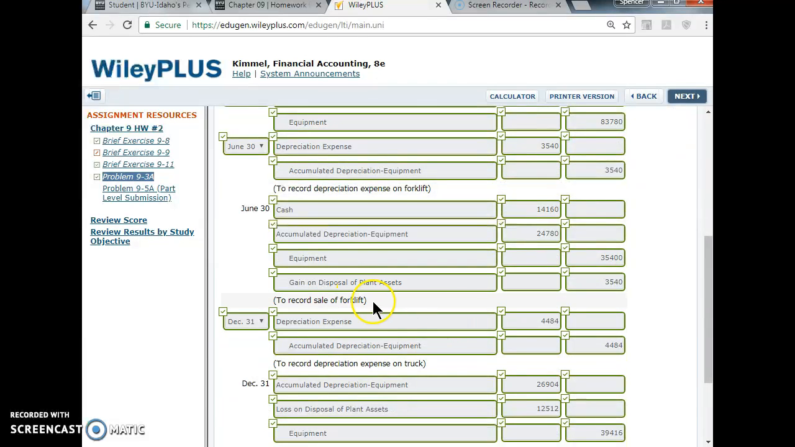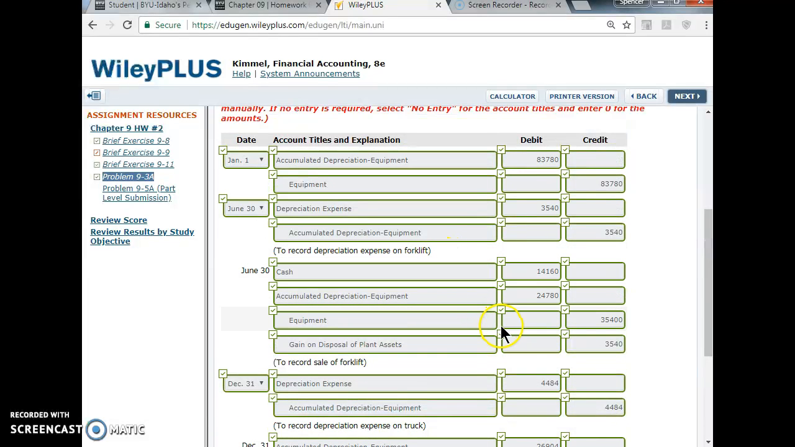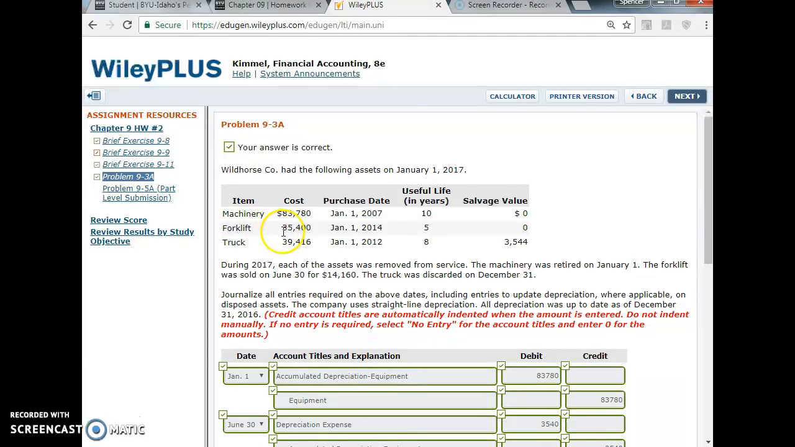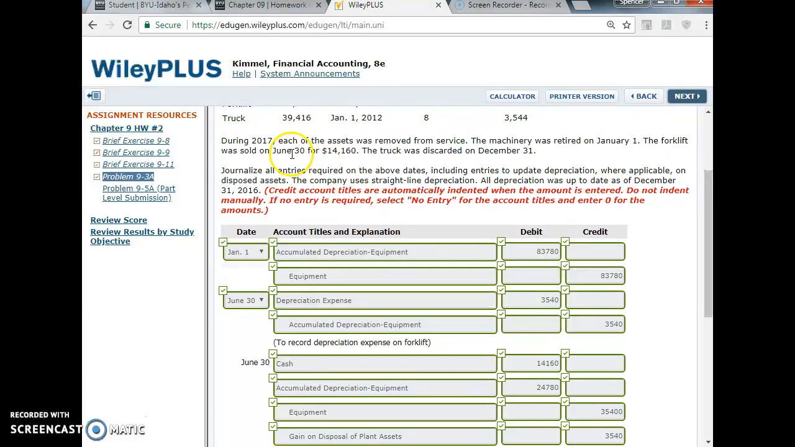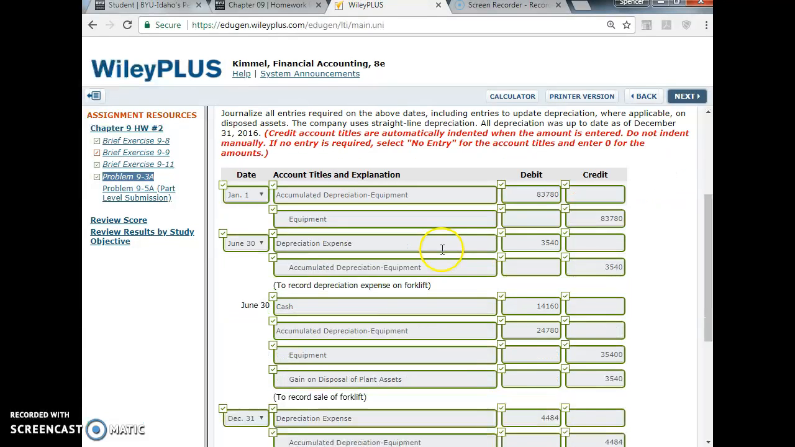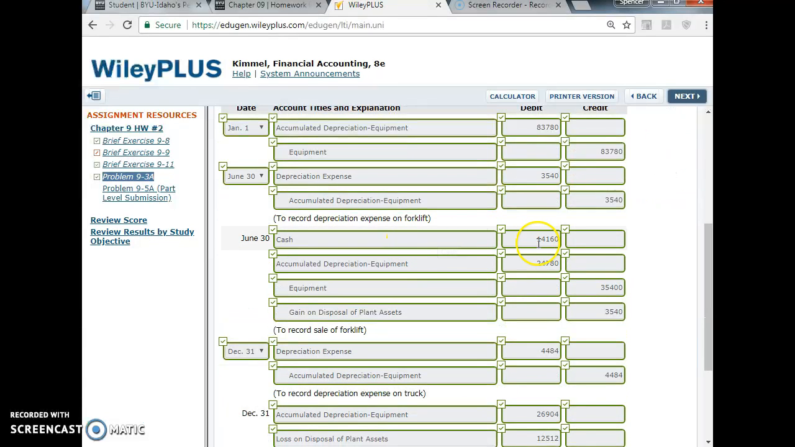The next thing we're going to calculate is the sale of the forklift. The first one we're going to look at is the equipment, and that's just how much the company bought it for, up here at $35,400. Another thing they already give us is how much it was sold for. It was sold on June 30th for $14,160. So we put that in as cash received, a debit of $14,160, and then we credit the equipment because that's how much the value has gone down, and that is $35,400.